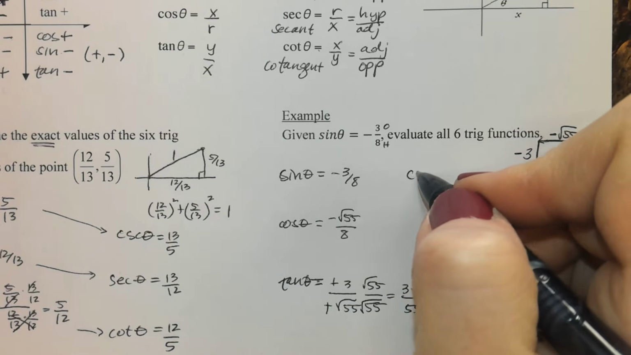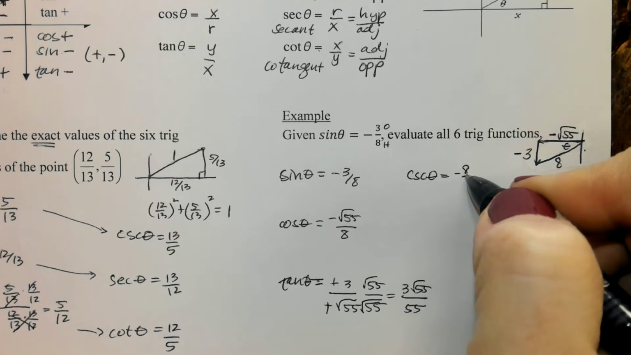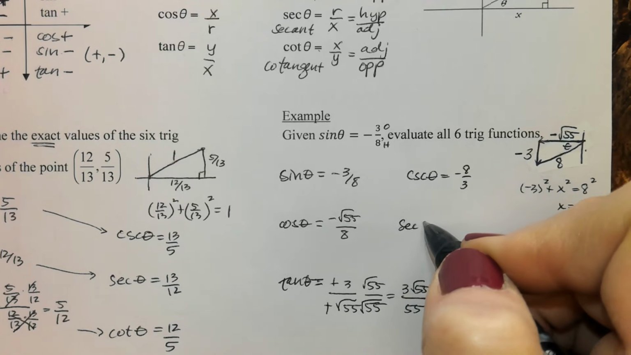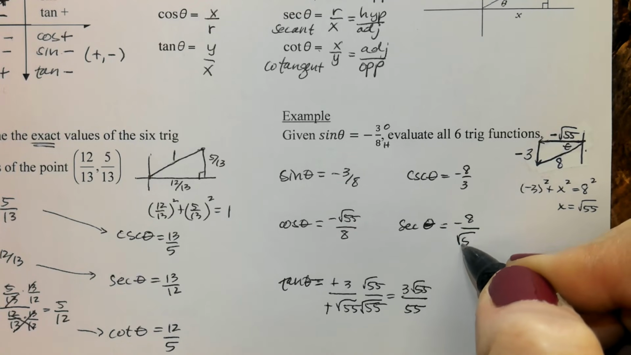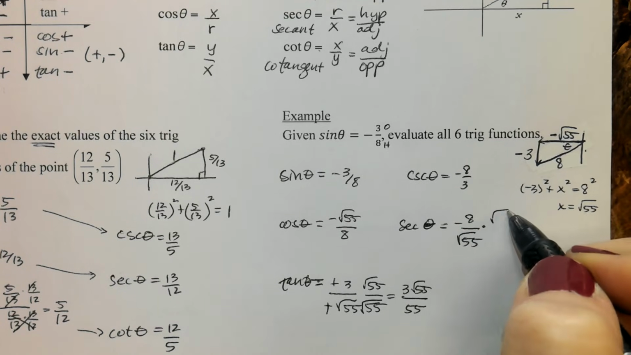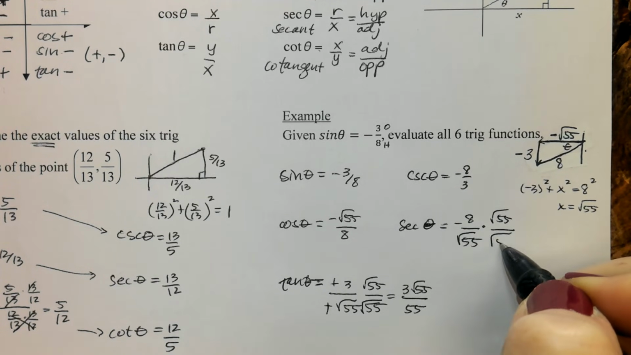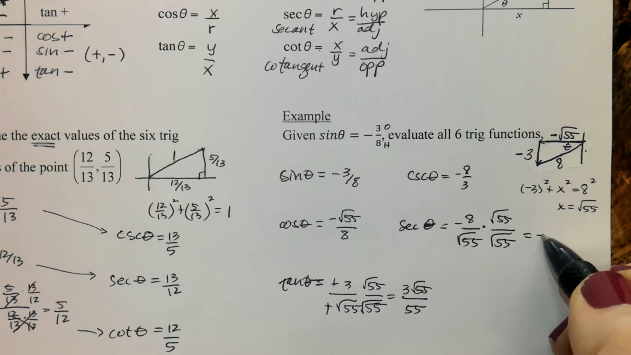My reciprocal functions then, cosecant is going to be negative 8/3. Secant, theta, is going to be negative 8 over square root of 55. Again, I can't have a square root in the bottom, so we'll multiply by square root of 55 to get rid of it. So negative 8 square roots of 55 over 55.